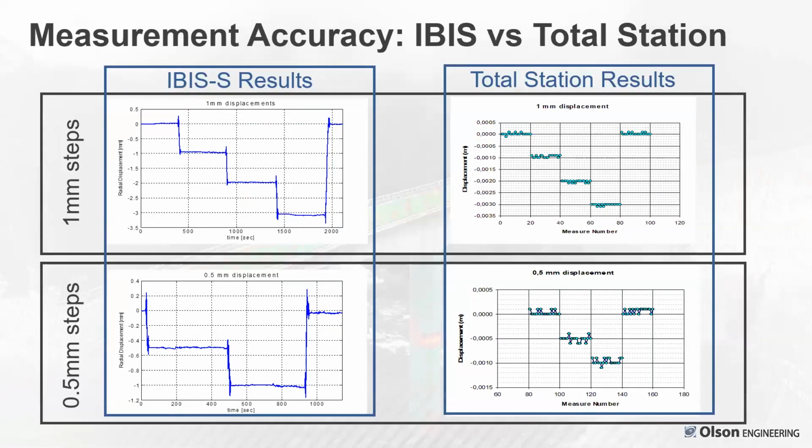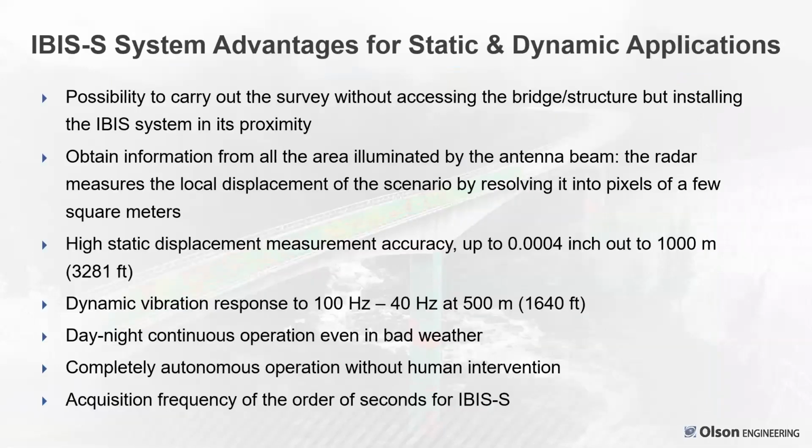So the IBIS-S results are shown on the left for the 1 millimeter steps. You can see it's very precisely measuring the 1 millimeter steps as done with this micrometer that was moving the target. And these little spikes are actually when they touched it to move it. So it's a very sensitive system. The total station results, of course, agree. They're shown there as well. The 0.5 millimeter steps also show the same effect and the same correlation. So it's amazing precision that you get out of this high frequency radar with the interferometric approach.